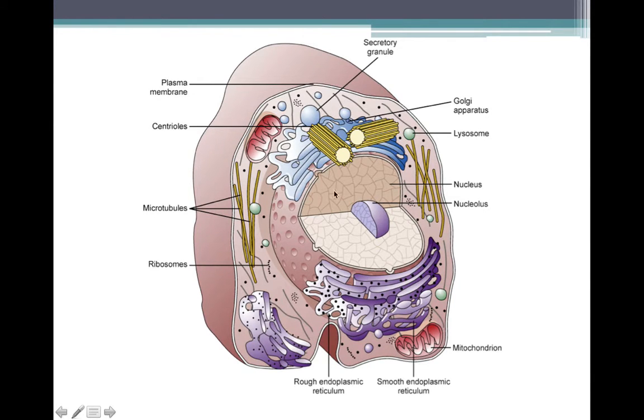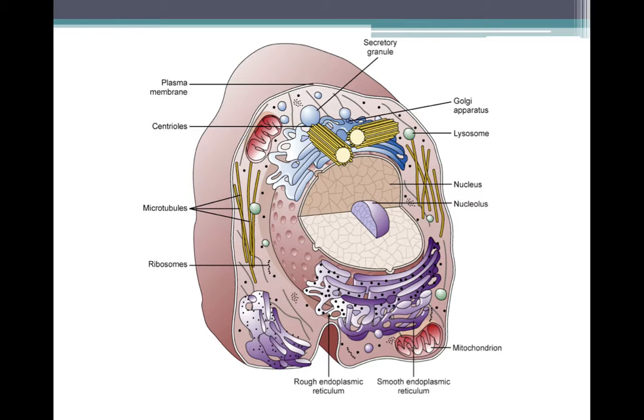Now, we find other organelles like our rough endoplasmic reticulum and our smooth endoplasmic reticulum. Rough ER, or rough endoplasmic reticulum, is involved with making proteins that are secreted. The smooth ER is involved with lipid metabolism, so like making and breaking certain lipids.